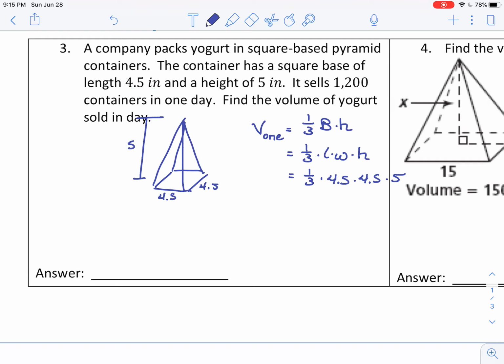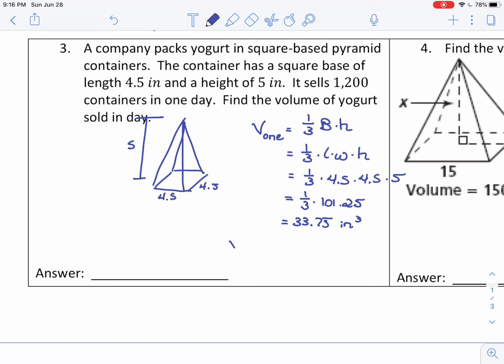Make sure that you are actually putting down a formula and thinking about what you need to put in to each variable that's missing. So again, I'm going to ignore the 1/3. I would like to take 1/3 times that other stuff, which multiplied to be 101.25. So you could do that times 1/3, or you could just divide it by 3, and I'm getting 33.75 cubic inches. So that's the volume sold in one day.